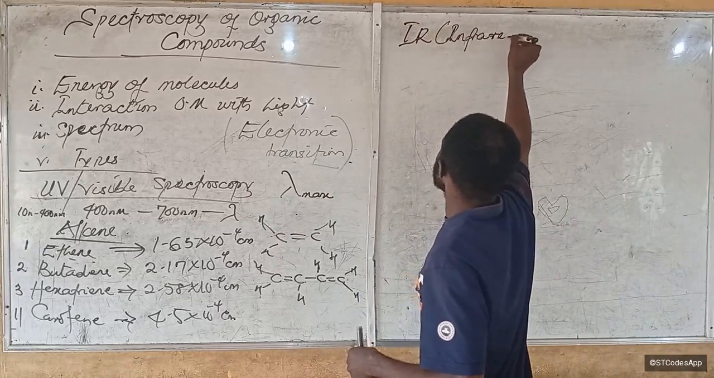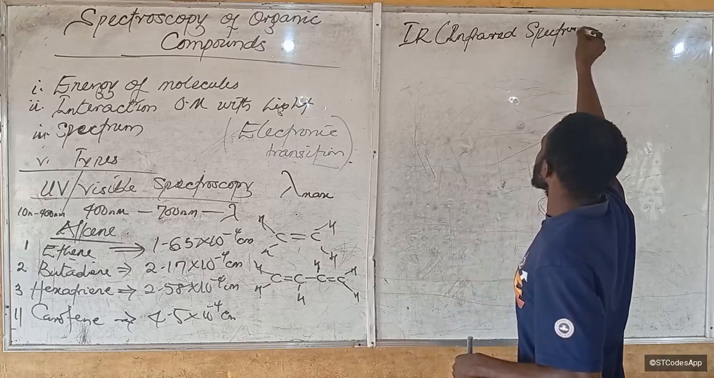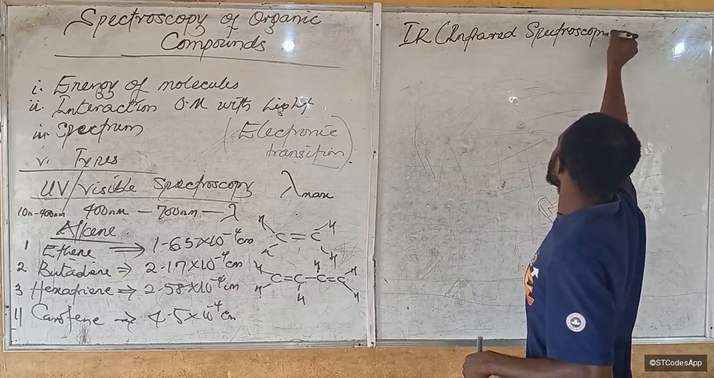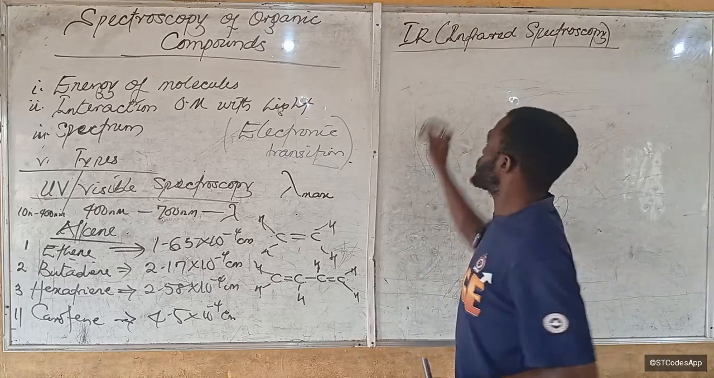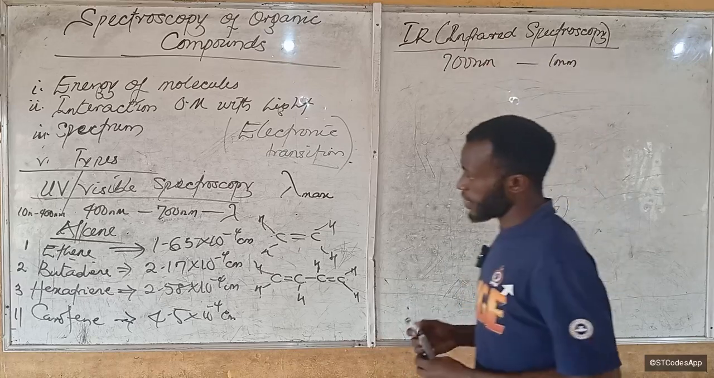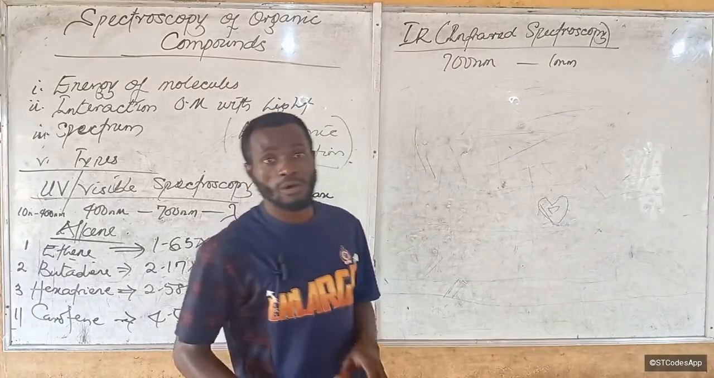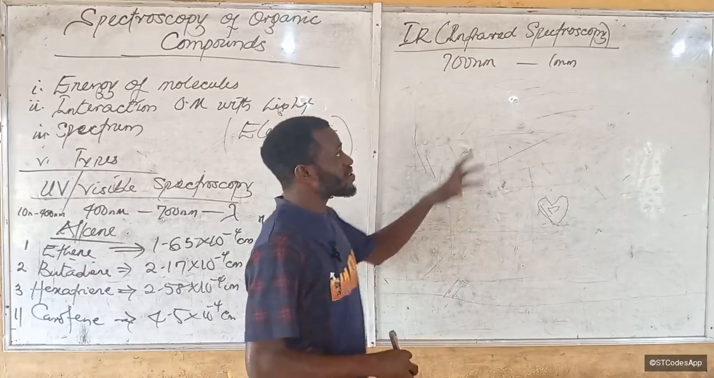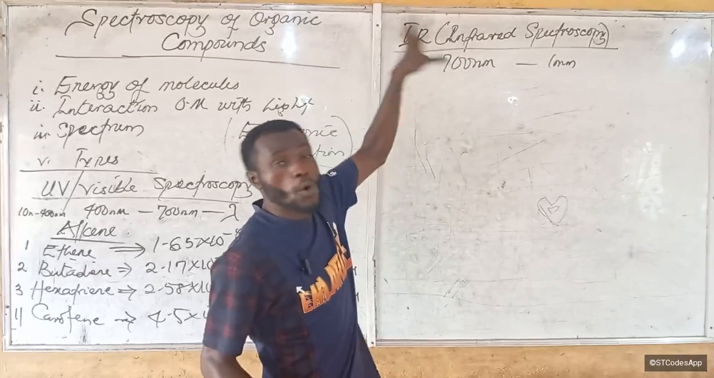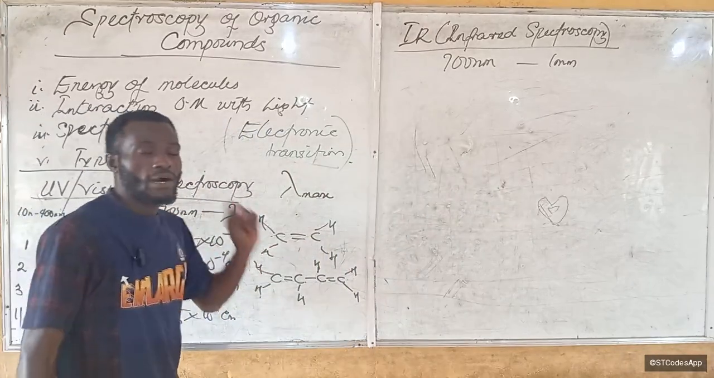Infrared, right? Below red. Infrared spectroscopy. Its wavelength range is about 700 nanometers to about 1 millimeter. Now, one thing with this is that most organic compounds are able to absorb within this spectrum, most of them. So that's why this one is not very reliable.